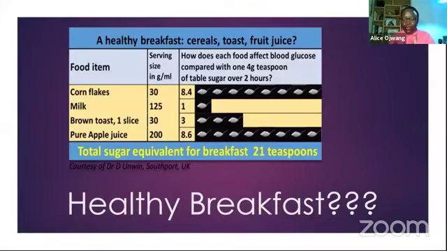So this is what most people consider a healthy breakfast. It's got cereal, it's got toast, it's got fruit juice. But how much sugar are we taking? Let's add it up. 8.4 plus 8.6, that is 17 teaspoons of sugar. Plus 3, 20 teaspoons of sugar. So in that breakfast alone, you have consumed 21 teaspoons of sugar. That's a really high amount of sugar. And this is definitely going to impact your blood sugar, which with time increases your risk of diabetes.